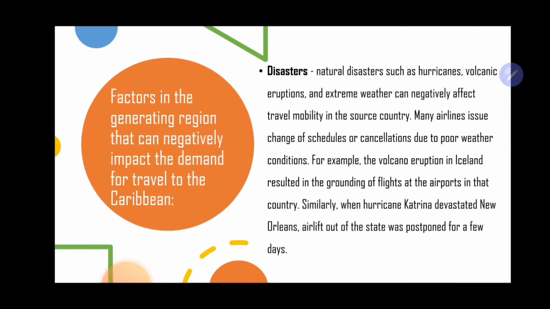Another factor is disasters. Now, natural disasters such as hurricanes, volcanic eruptions, and extreme weather can negatively affect travel mobility in the source country. Many airlines issue change of schedules or cancellations due to poor weather conditions. For example, the volcano eruption in Iceland resulted in the grounding of flights at the airports in that country. Similarly, when Hurricane Katrina devastated New Orleans, airlift out of the state was postponed for a few days.